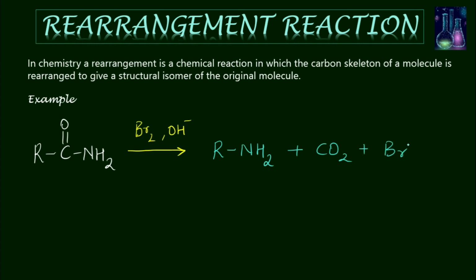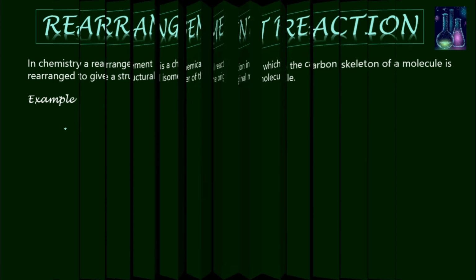Now here what happens is this NH2 is attached to the alkyl group and carbon dioxide is lost in this mechanism or in this reaction. So this is called Hofmann's rearrangement reaction, and this is a very standard example of a rearrangement reaction. The molecule is converted by rearranging the carbon skeleton. Okay, so this is a rearrangement reaction. I hope you understood.